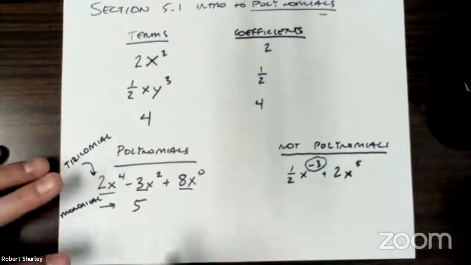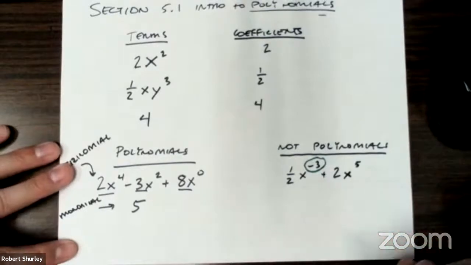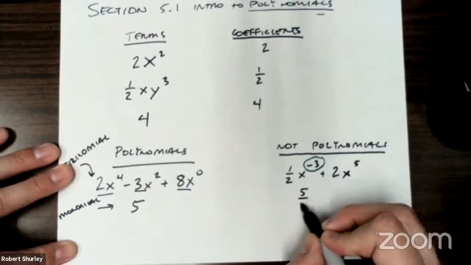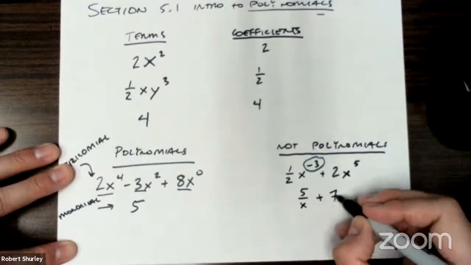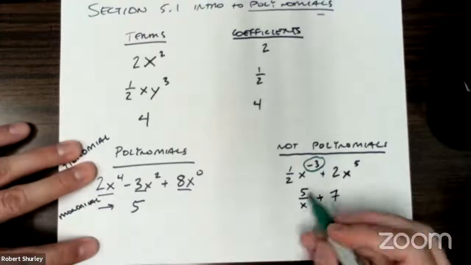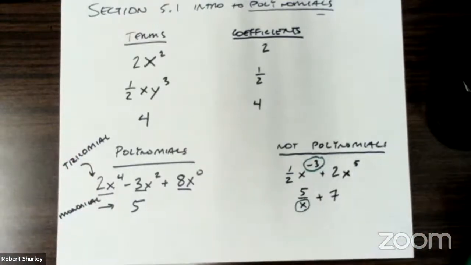Now let's write something that's not a polynomial here, just for an example. If we had an x in the denominator, which really is a negative x power. So if we had, like, let's say 5 over x plus 7, okay? This would not be a polynomial because the x is in the denominator, okay? So it's not a polynomial, okay?